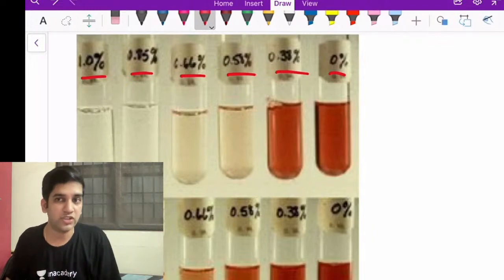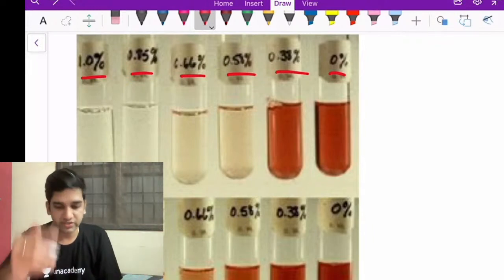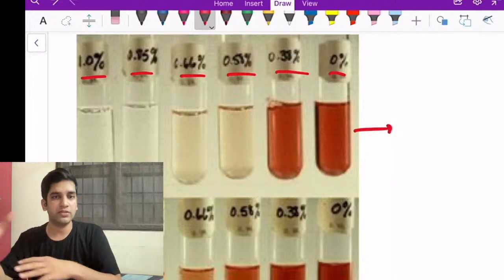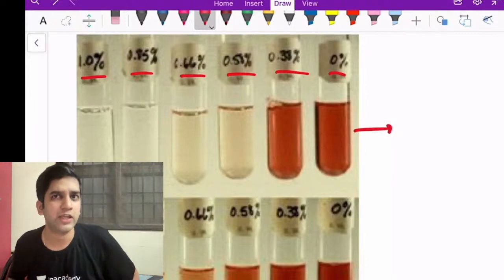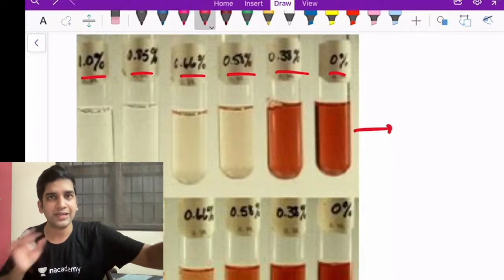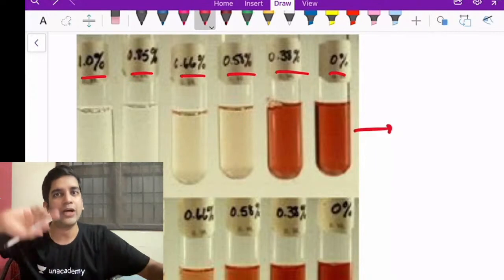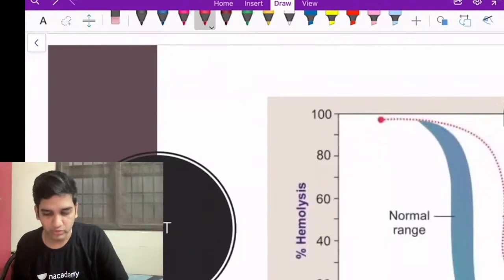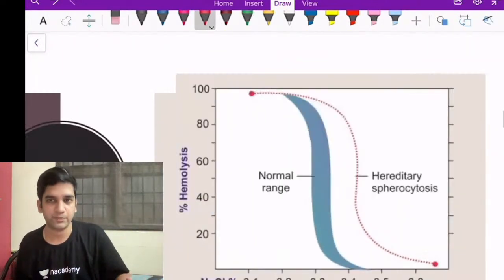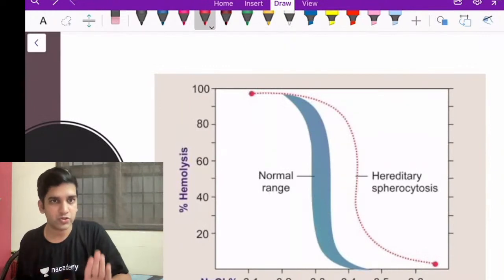Based on the amount of hemolysis happening, we put this entire tube into a spectrometer. You must have seen the spectrometer in your biochemistry machine. You put that in, it'll give me a value. It'll tell you the amount of lysis happening. That amount of lysis, I'll plot in the form of a graph. We'll look at the interpretation of the graph very soon.